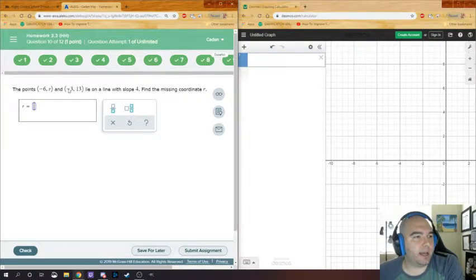Alright, the points this and that lie on a line with the slope of 4. Find the missing coordinate r.